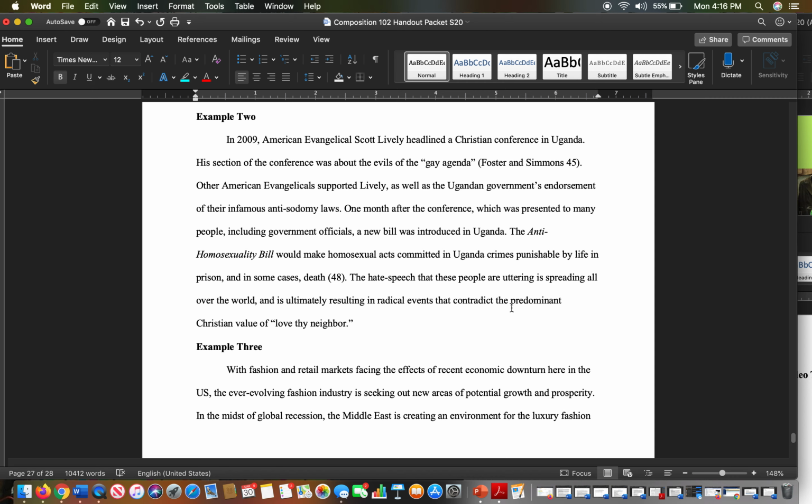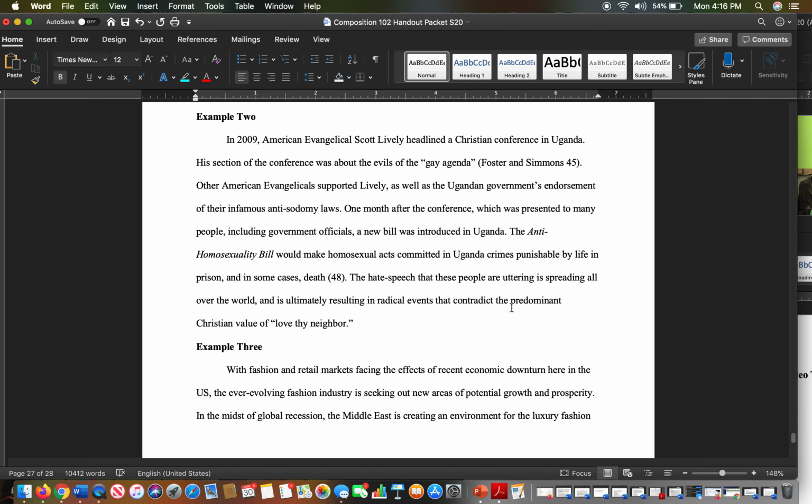Other American evangelicals supported Lively, as well as the Ugandan government's endorsement of their infamous anti-sodomy laws. 1 month after the conference, so we're getting really detailed and specific now, which was presented to many people, including government officials, a new bill was introduced in Uganda. The anti-homosexuality bill would make homosexual acts committed in Uganda crimes punishable by life in prison and in some cases death. Okay, so again, very precise and using information from sources to establish credibility.